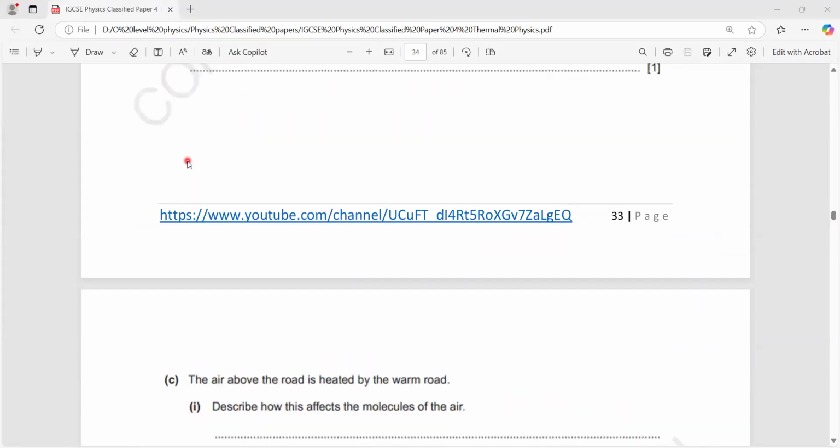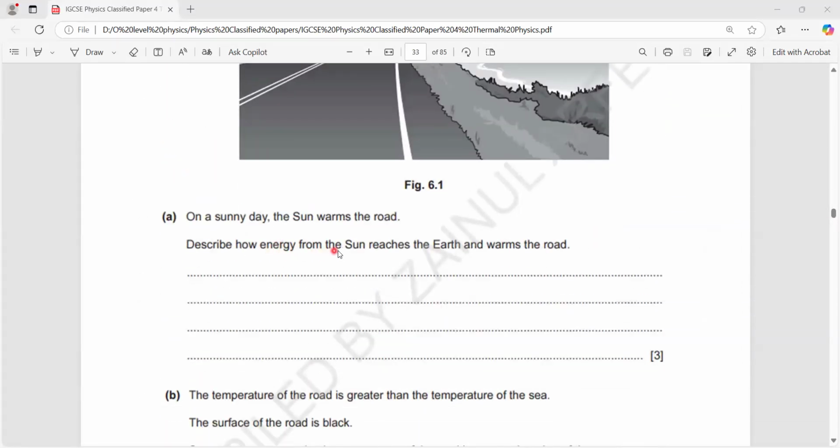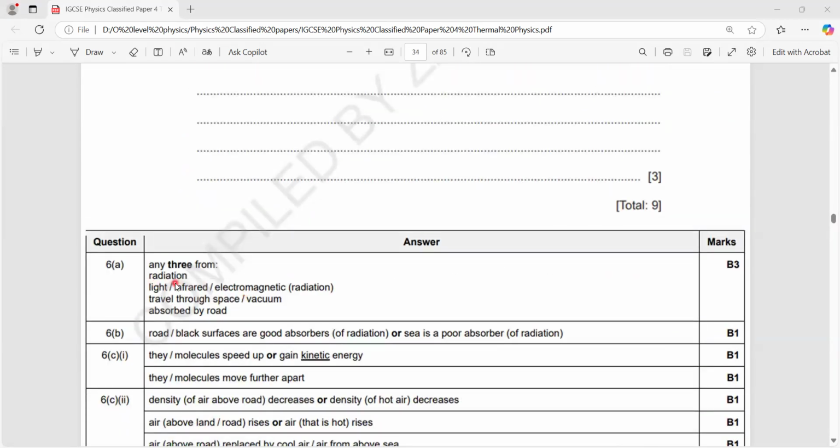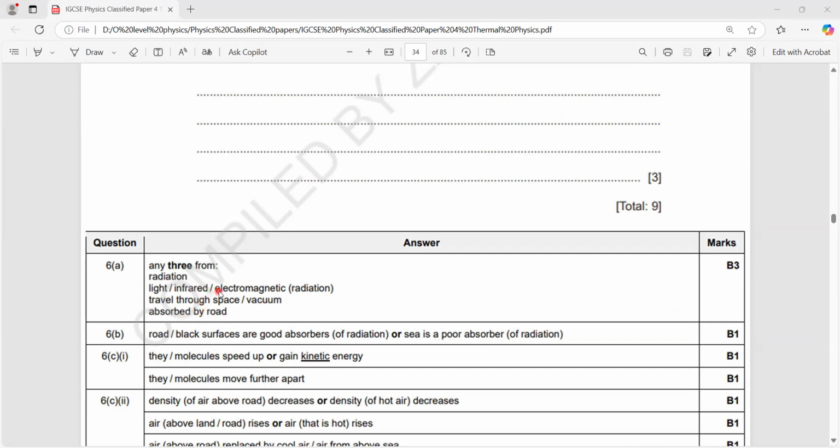Look, the answer for the first one was radiation. Because the first question was: describe how energy from the sun reaches the earth and warms the road. So how do we explain? First, the energy from the sun is transferred in the form of radiation, which can travel through vacuum and is absorbed by the road and conducted through the road. That is the additional point we mentioned.